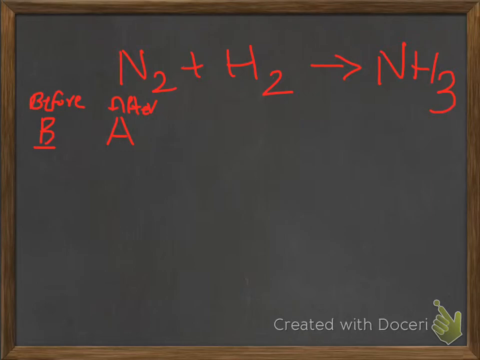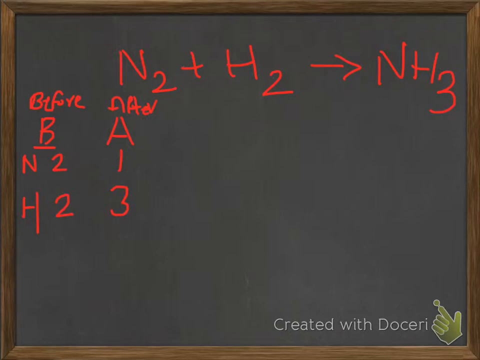So now check what are the constituents in the following reaction. There's only nitrogen and hydrogen. Now you can see in before, nitrogen has 2 atoms and hydrogen has 2 atoms. But in the after section, nitrogen is 1 atom and hydrogen has 3 atoms. So now how will you balance this?